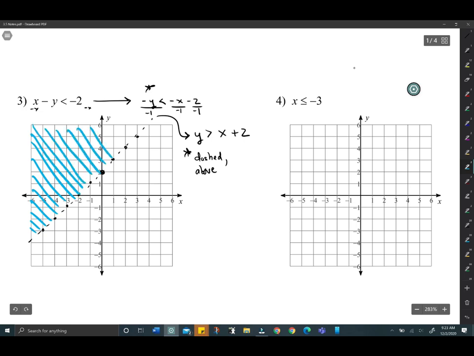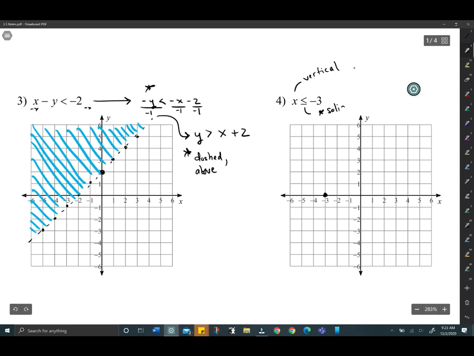That's that one. Now let's look at a vertical line, because that's what x equals a number is. It's vertical, and it's at negative 3. So negative 3, vertical. Now this time, it's going to be solid.